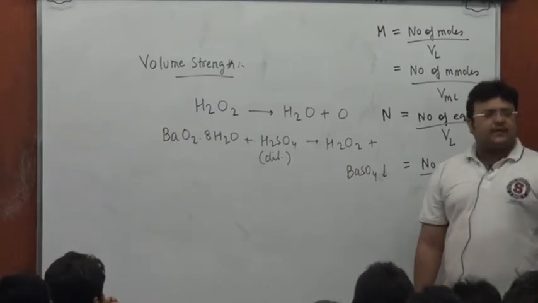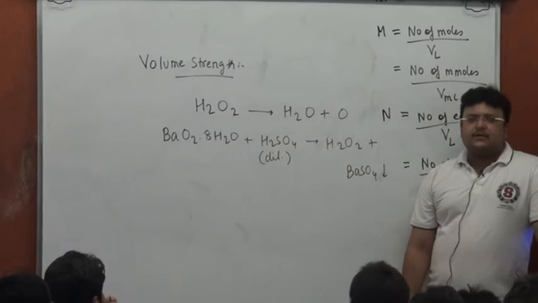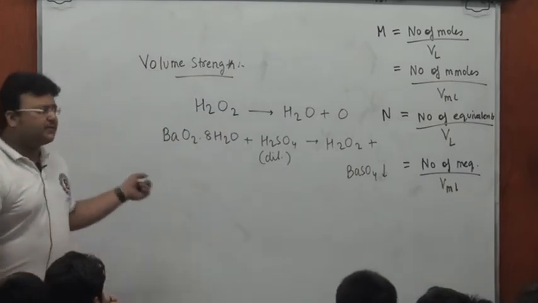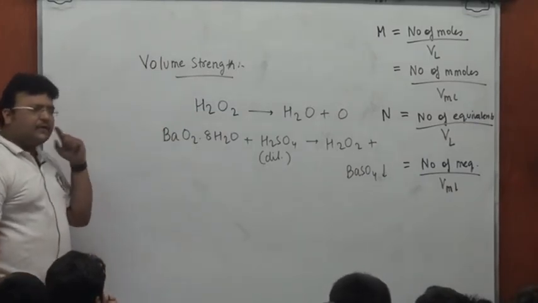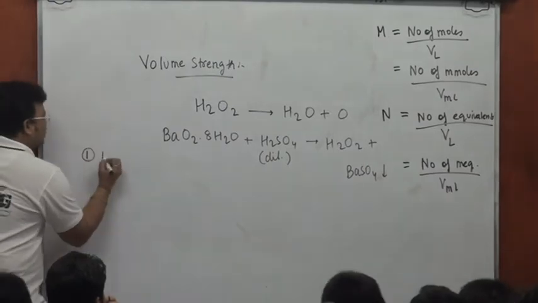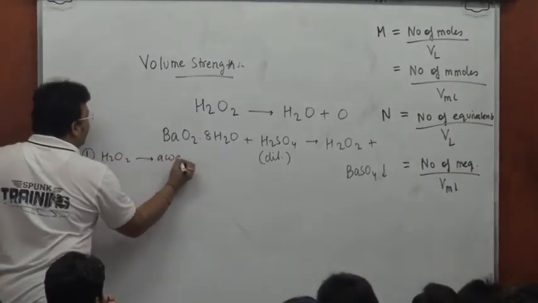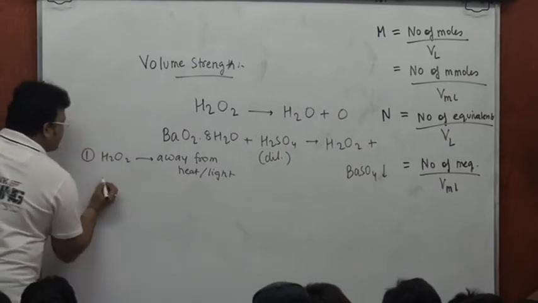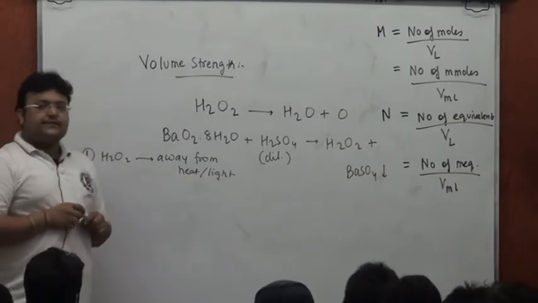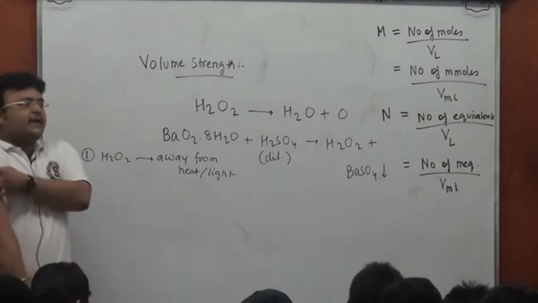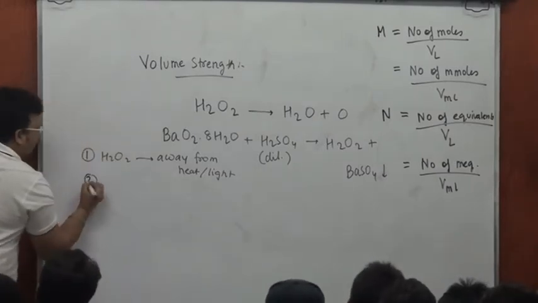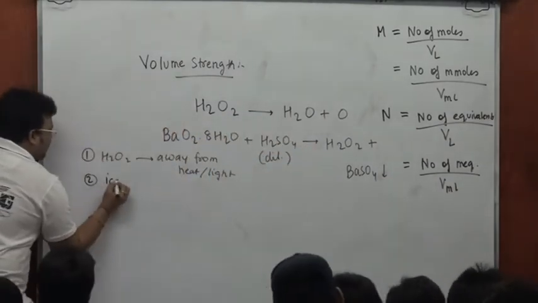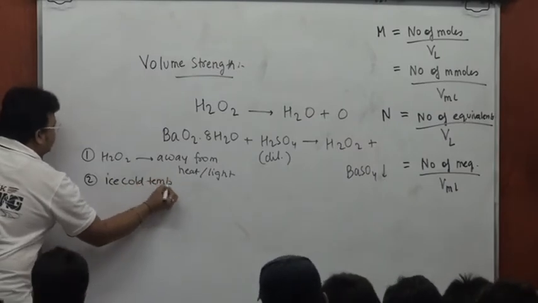And H2O2 being very unstable, there are going to be a lot of precautionary measures, a lot of protocols observed while preparing or storing H2O2. I don't recall if I did tell you that first of all, H2O2 is kept away from heat or light. Stored in dark colored bottles. H2O2 is stored in dark colored bottles away from heat and light. Then this reaction is carried out at almost ice cold temperature, close to 0 degrees Celsius.